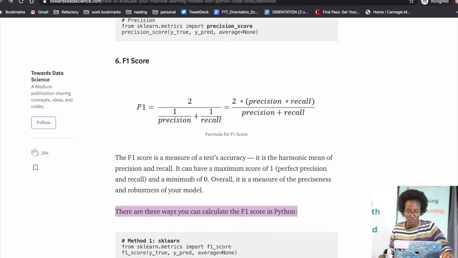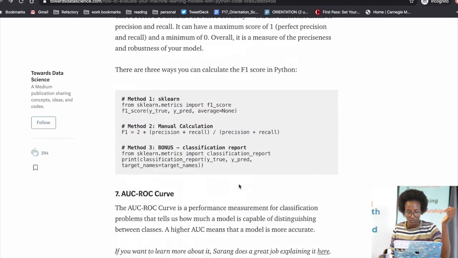Okay, so you want to use the F1 score if you're interested in measuring the preciseness and the robustness of your model. And it is between a range of 0 and 1. So 1 will be the perfect precision and recall, and then the opposite will be 0.